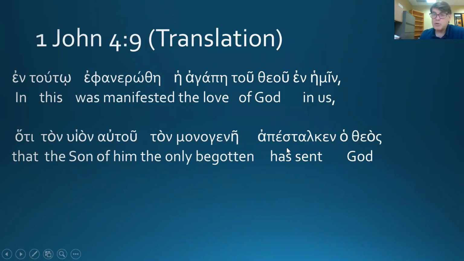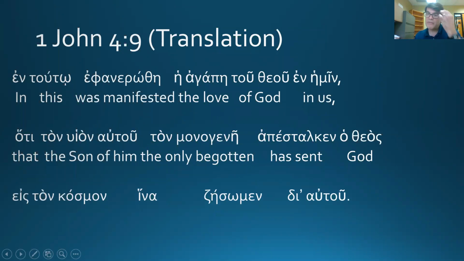This is called an attributive construction. There are two different ways to do it. This is a variation on the article noun, article adjective version of attributive. So basically, even though it's the Son of him, the only begotten, we put that in our Greek computer, and it comes out his only begotten Son, which of course is very Johannine, right? Johannine theology. God so loved the world, he gave his only begotten Son. Okay, so we'll parse this on the next page.